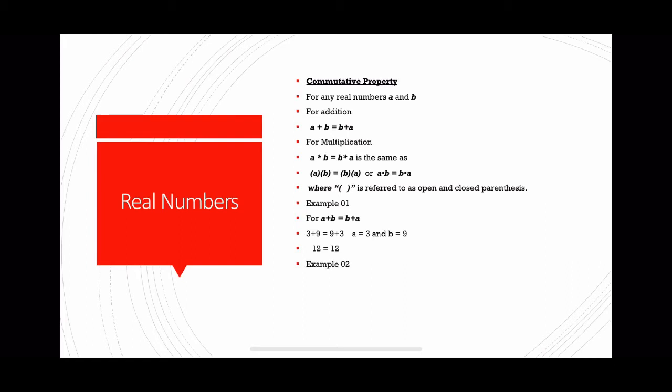Example number 2. For ab is equal to ba, we have 7 multiplied by negative 4 is equal to negative 4 multiplied by 7, where a is equal to 7 and b is equal to negative 4. The answer is 7 multiplied by negative 4 is negative 28, and negative 4 multiplied by 7 is equal to negative 28. So, the same.